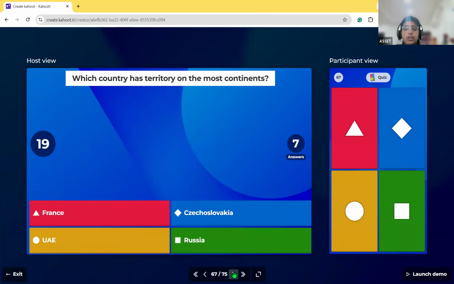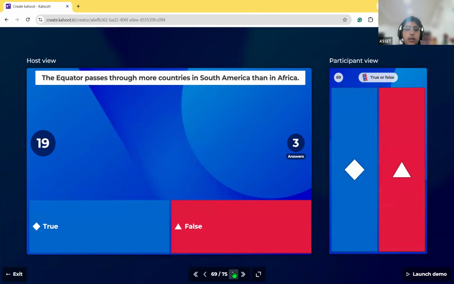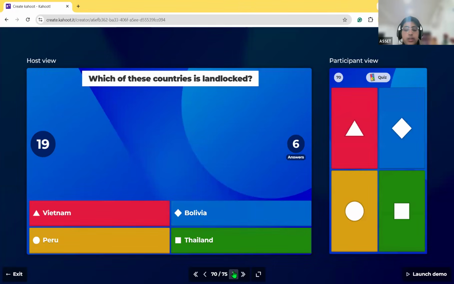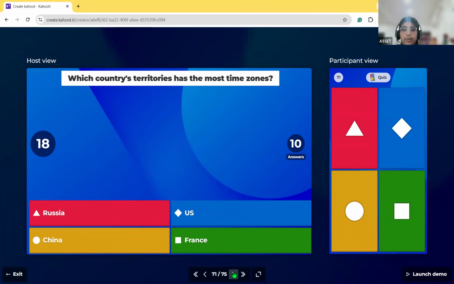Geography. Which country has territory on the most continents? Which river carries the greatest volume of water? The equator passes through more countries in South America than in Africa. Which of these countries is landlocked? Which country's territories has the most time zones?